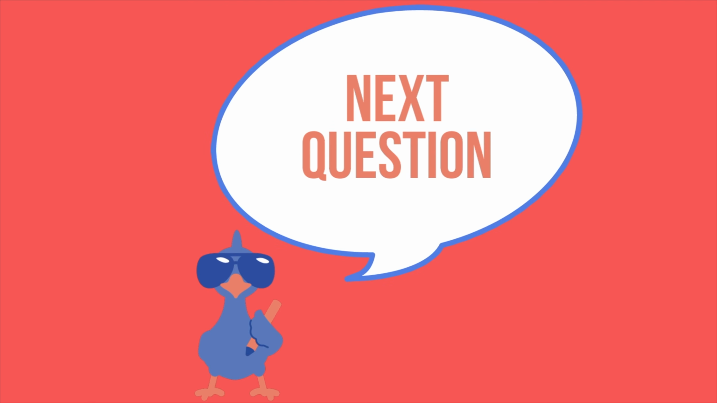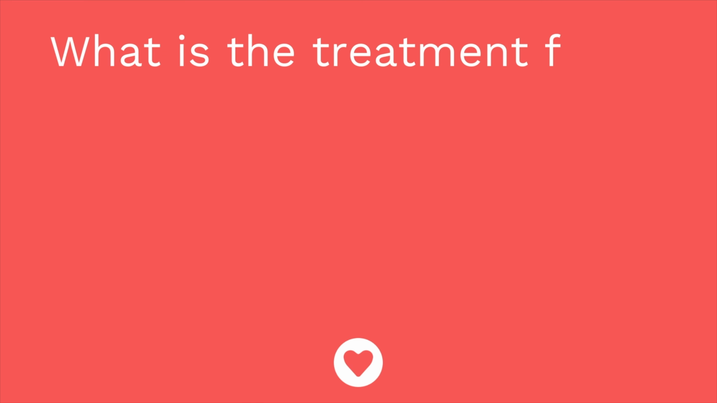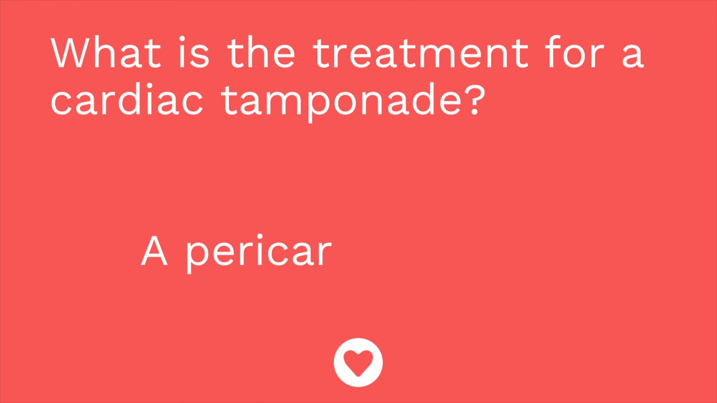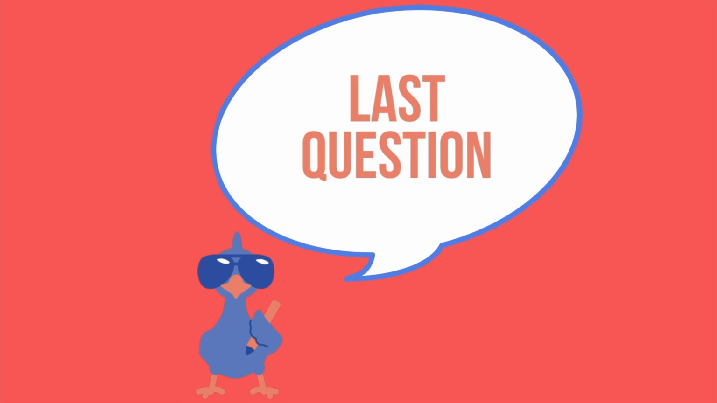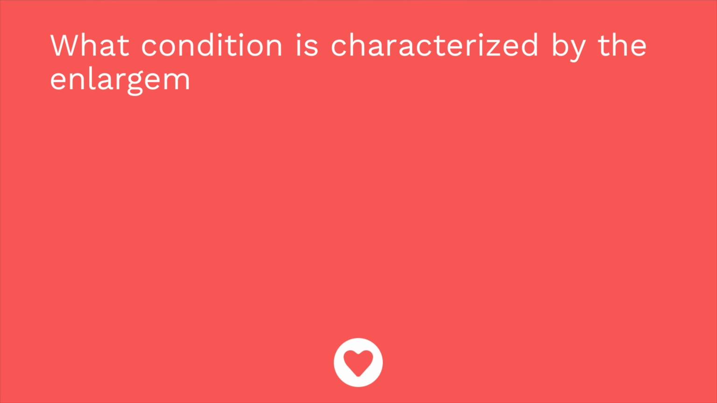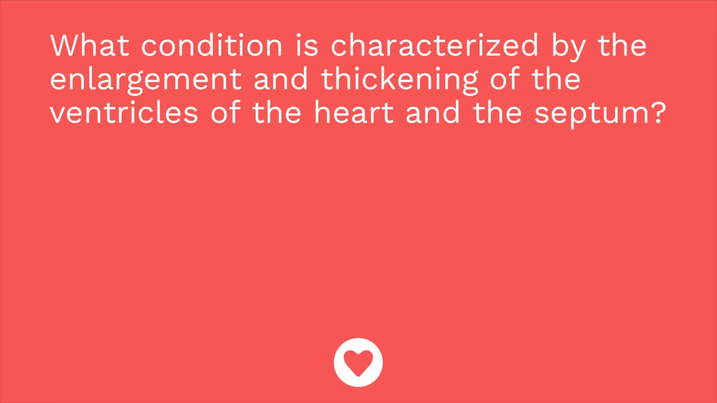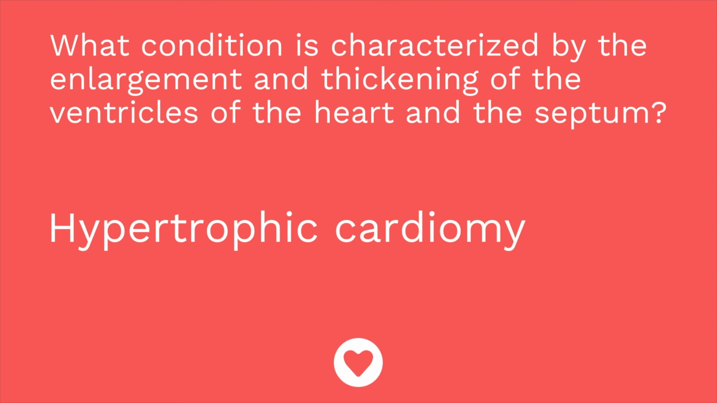Question number 2. What is the treatment for a cardiac tamponade? The answer is a pericardiocentesis. This is where we're draining the fluid out of that pericardial sac. Question number 3. What condition is characterized by the enlargement and thickening of the ventricles of the heart and the septum? The answer is hypertrophic cardiomyopathy.